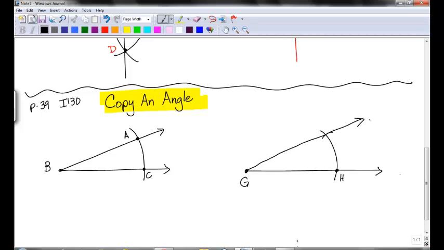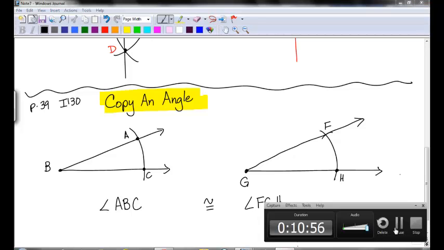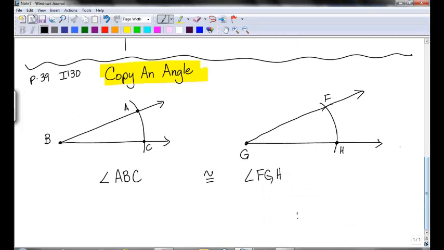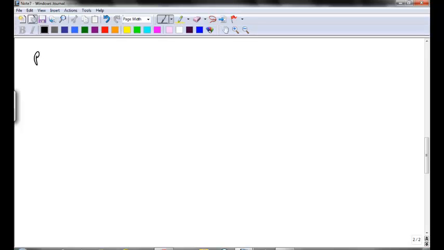And they label this F. And angle A, B, C is congruent to angle F, G, H. Why would you make a second arc over? Okay, so the next one's on page 40 in the book or the PDF file, and in the iBook it's 133.